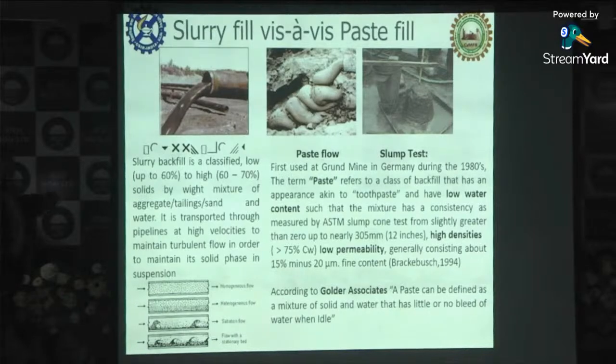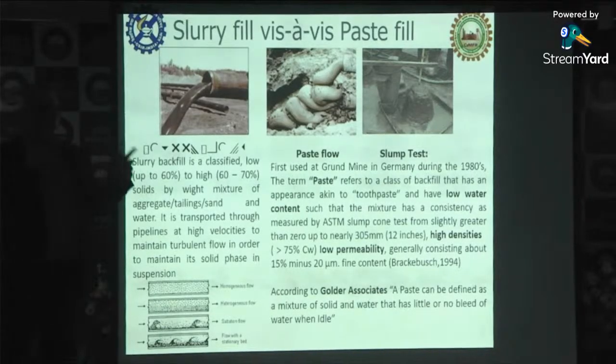It is transported in pipelines at high velocity. There is a formula by Durand and Condolios which gives the critical velocity. What is the critical velocity? Critical flow velocity is the velocity below which the materials start to form a layer inside the pipeline. This is homogeneous flow, when the concentration of the particles is evenly distributed across the cross section.